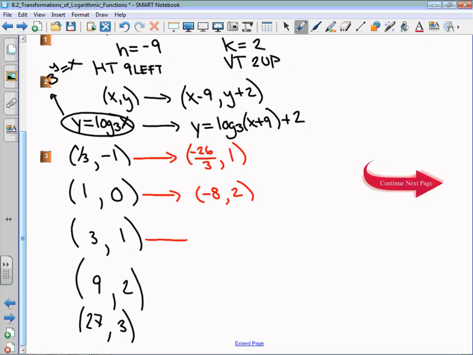(3, 1) is going to turn into (-6, 3). (9, 2) is going to turn into (0, 4). You have to love when this happens because that is my new y-intercept. And then finally, (27, 3) is going to turn into (18, 5).